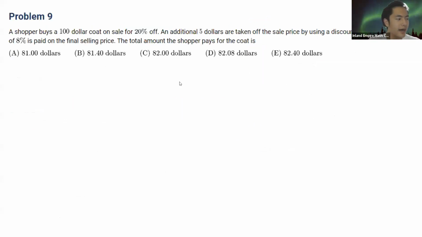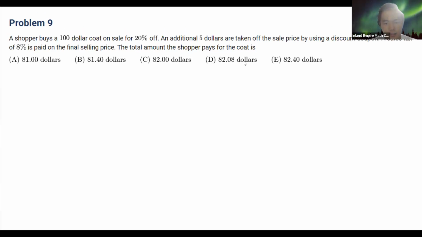Okay, so problem 9: a shopper buys a $100 coat on sale for 20% off. An additional $5 is taken off the sale price by using a discount coupon. A sales tax of 8% is paid on the final selling price. The total amount the shopper pays for the coat is what? Bella says A, Sean says A. And that's exactly correct.